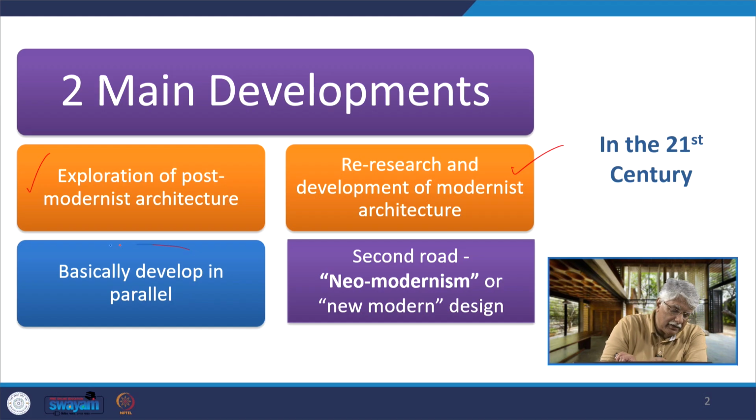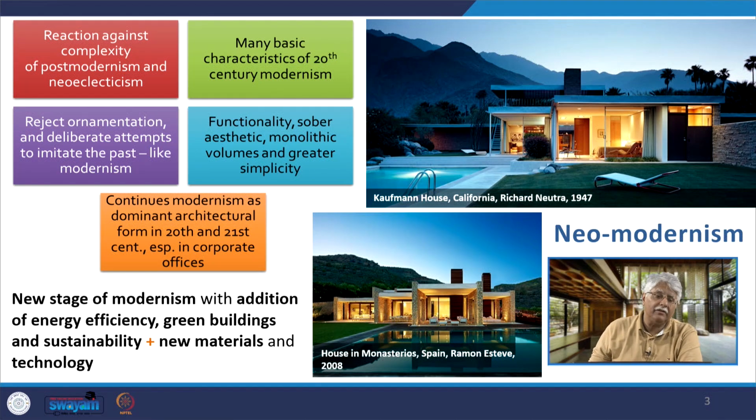So basically they were developed in parallel, but the one main idea that came out is that of Neo-Modernism, or new modern design. This Neo-Modernism was a reaction against the complexity of postmodernism and neo-eclecticism. Many basic characteristics of 20th century modernism were still there in it. It also rejected ornamentation and attempts to imitate the past, as modernism had done. It was functional, sober in its aesthetic, monolithic in its volume, with great simplicity. It continues modernism as the dominant architectural form in the 20th, even in the 21st century.